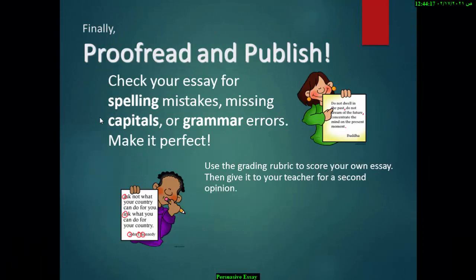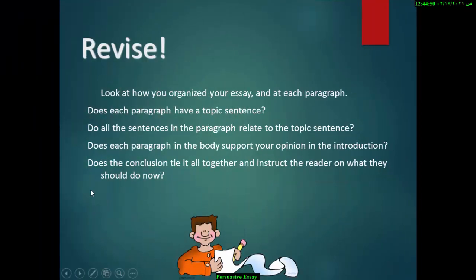Before you publish your essay, you need to proofread. How? By checking your essay and making sure that it's free from spelling mistakes, missing capitalization, and grammar errors, and make it perfect. And if you have a grading rubric, refer to it to find how you can get a good mark.